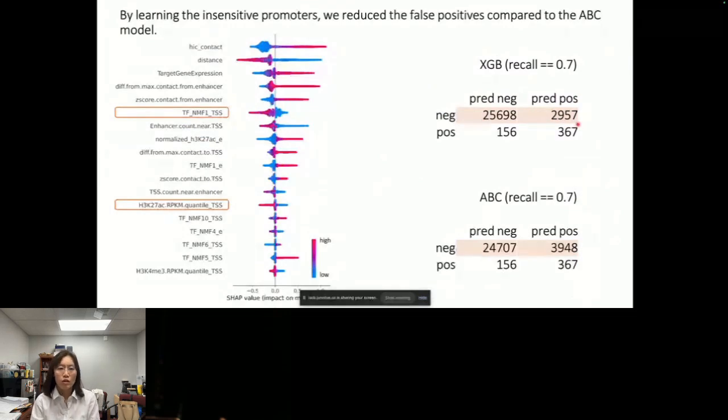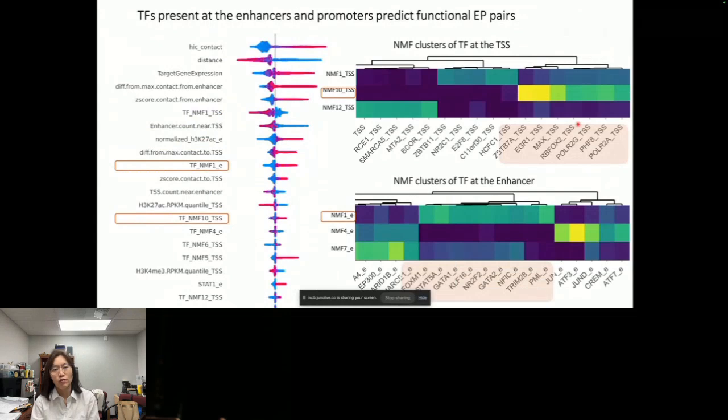A couple of features that predicted positive pairs were some transcription factor clusters on the promoters and the enhancers. The transcription factors on the promoter side were general RNA polymerases and splicing factors. Transcription factors on the enhancer side were the well-known transcription factors for cell cycle and hematopoiesis, which is what you expect for K562 leukemia cell lines.